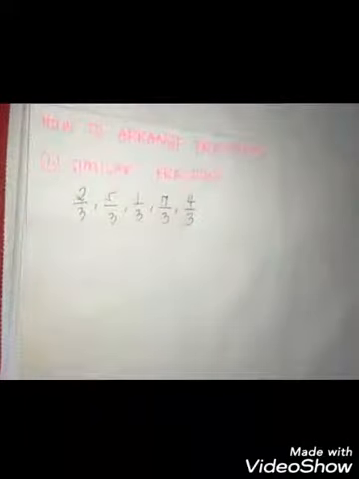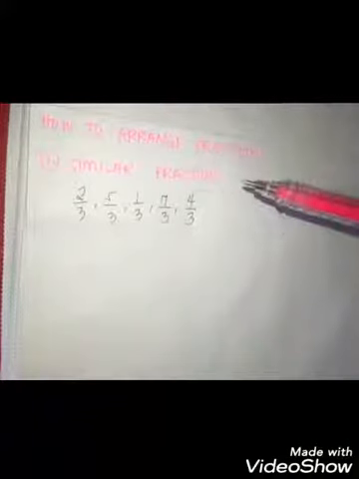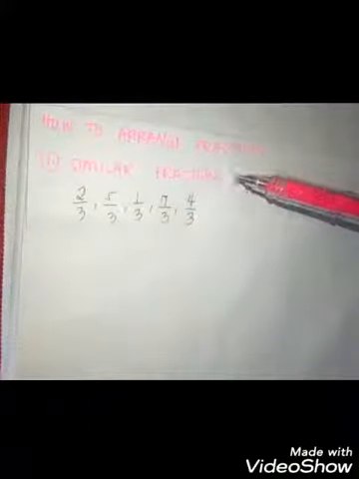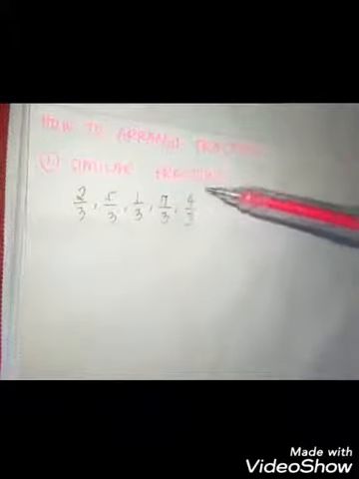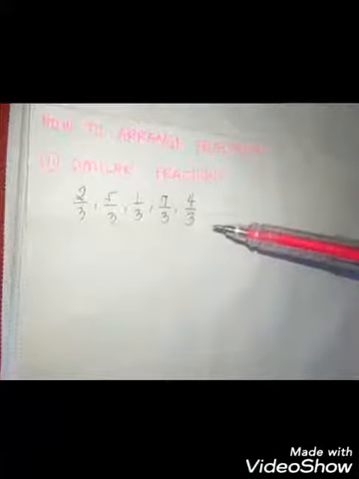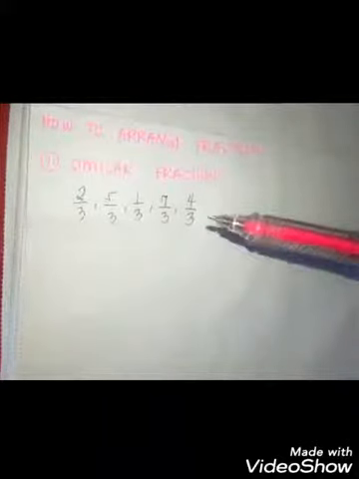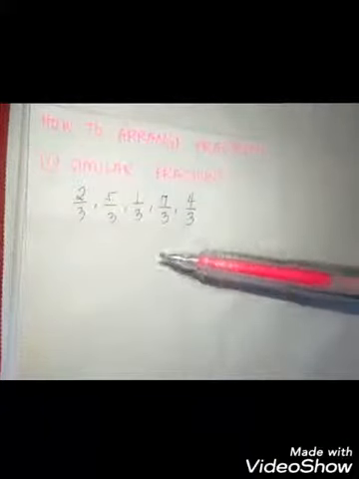Now, how do we arrange fractions? We have to consider the process in arranging fractions, specifically similar fractions. Here, as you can see, I have 2/3, 5/3, 1/3, 7/3, and 4/3. In arranging similar fractions, just disregard the denominator. You have to evaluate the numerator.